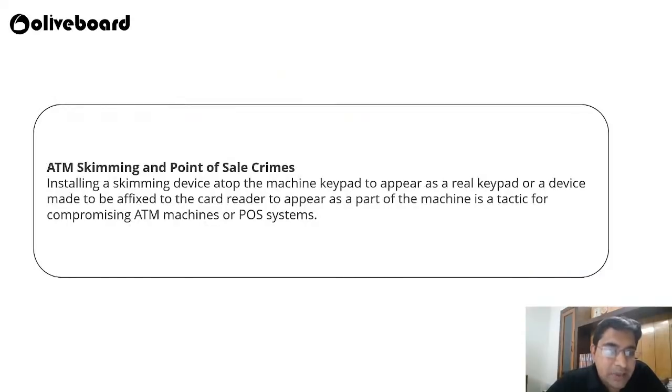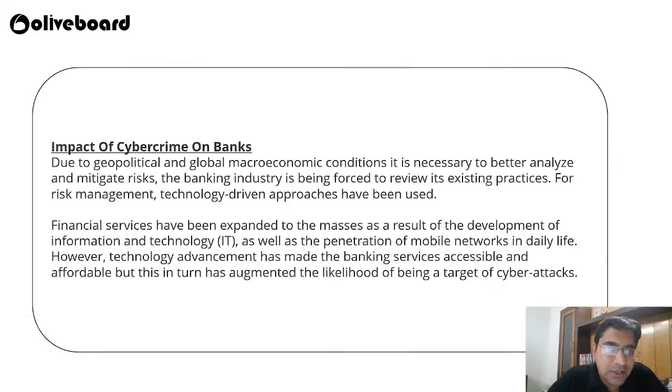Then ATM skimming and point of sale crimes are also happening. A skimming device is installed atop the machine keyboard so that it appears like a real keypad. So you just put a fake keypad on the ATM machine, and a reader captures the information from it, or a point of sale system, right? So these are the things related to cybercrime.